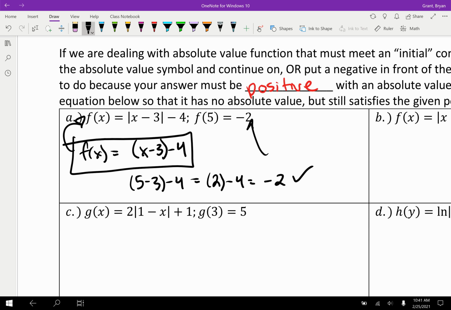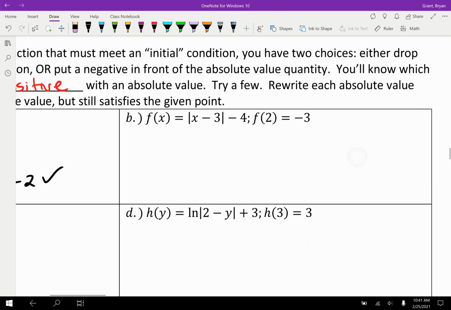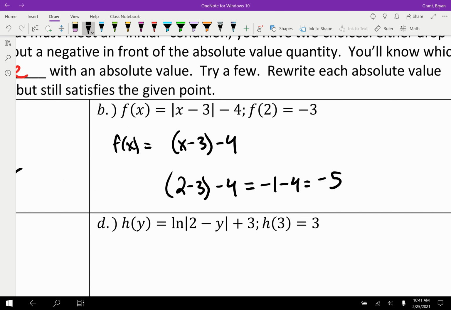Okay, well, if we want to try another, oh look, the same equation again. How exciting. So we'll do the same process. We'll drop the absolute value and turn it into parentheses and say, let's make sure that this initial condition works. So I'm going to try substituting in 2. 2 minus 3 minus 4. 2 minus 3 is negative 1. Negative 1 minus 4 is negative 5. Ugh, that didn't match negative 3.